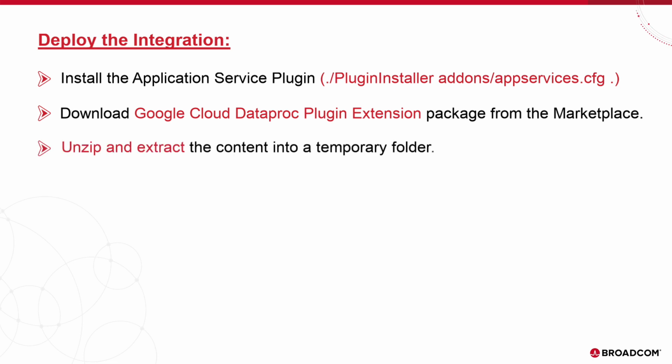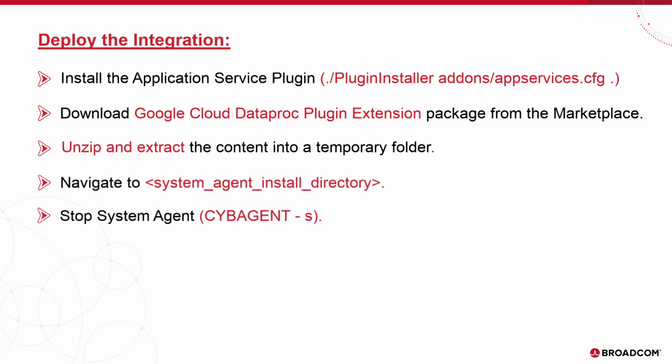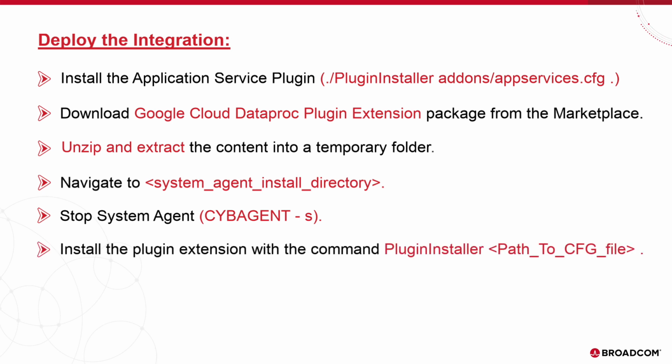Unzip the package and extract the content into a temporary folder. Navigate to System Agent Install Directory. Next, we must stop the system agent with the cyb agent -s command. Install the plugin extension with the command plugin installer path to CFG file. Now, restart the system agent with the cyb agent -a command.